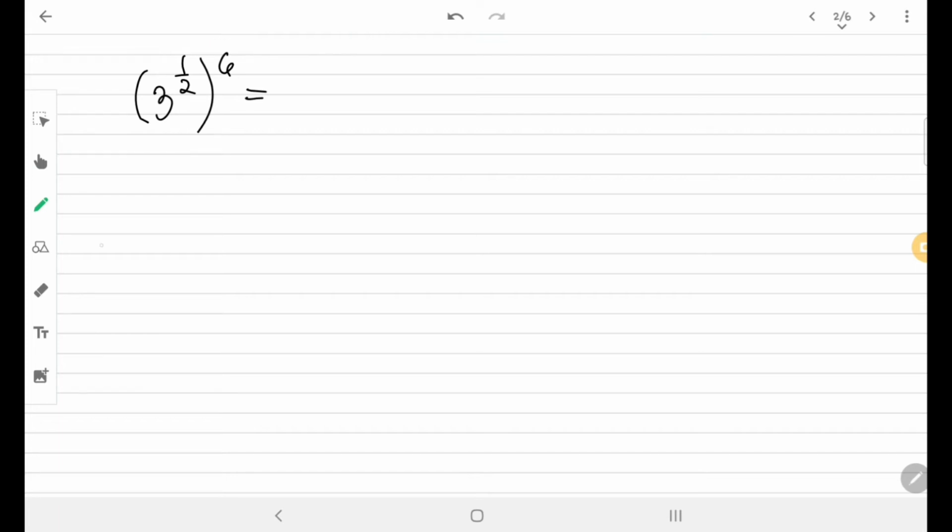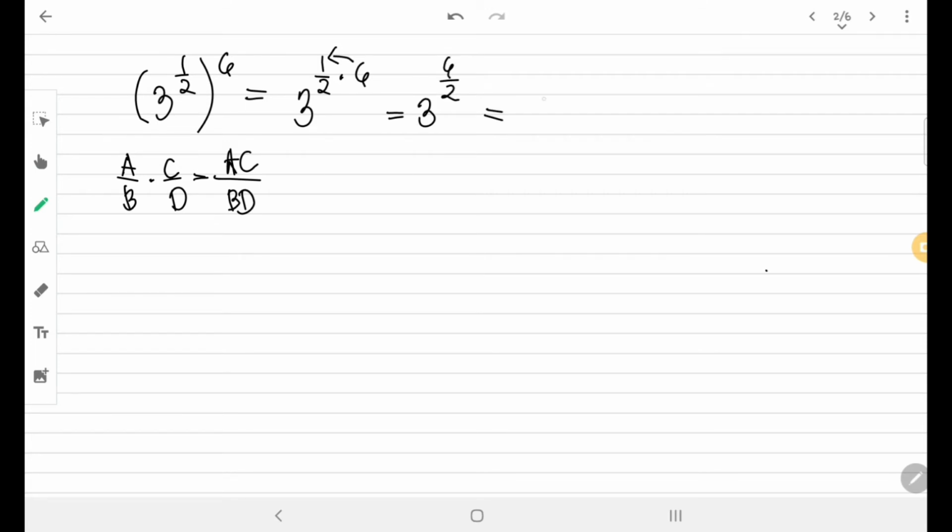Kapag power rule, minumultiply. And again, kapag multiplication of fraction, A over B times C over D is equals to AC over BD. So, 3 raised to 1/2 times 6. Mangyayari dyan, dito lang i-multiply. So, mangyayari is 3 raised to 6 over 2. Of course, kapag fraction, sinisimplify. So, 3 raised to 3. And, of course, pwede pang kuhain yung value. So, that is 27.